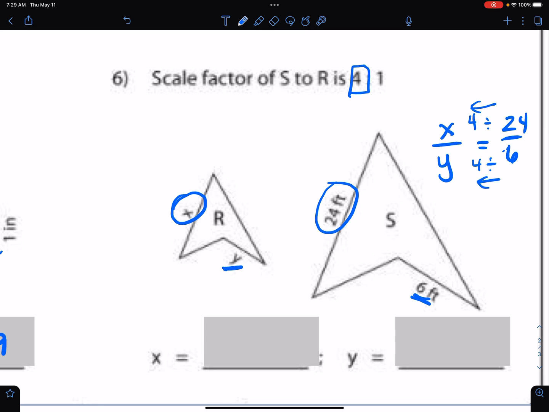So that should mean that x is 24 divided by 4. And the other one would be 6 over 4. So I'm going to write that out. X equals 24 divided by 4. Actually, you might need to type it. 24 divided by 4 equals 6. And the other one would be 6 divided by 4, which simplifies to 3/2. There is your final answers.